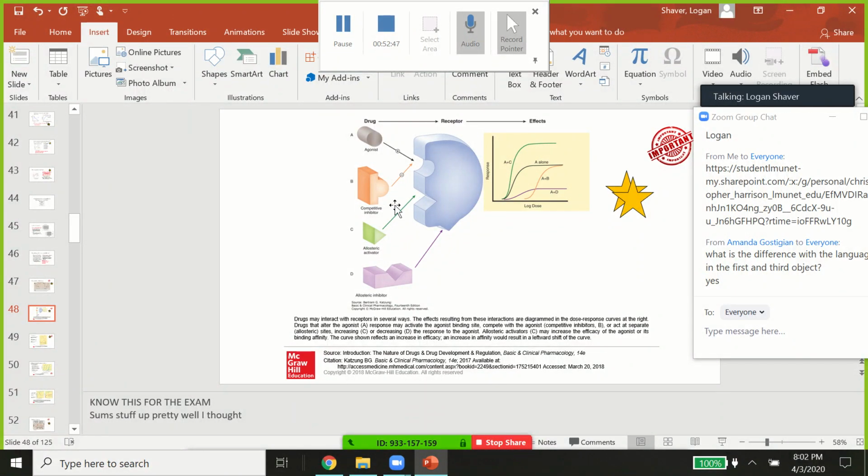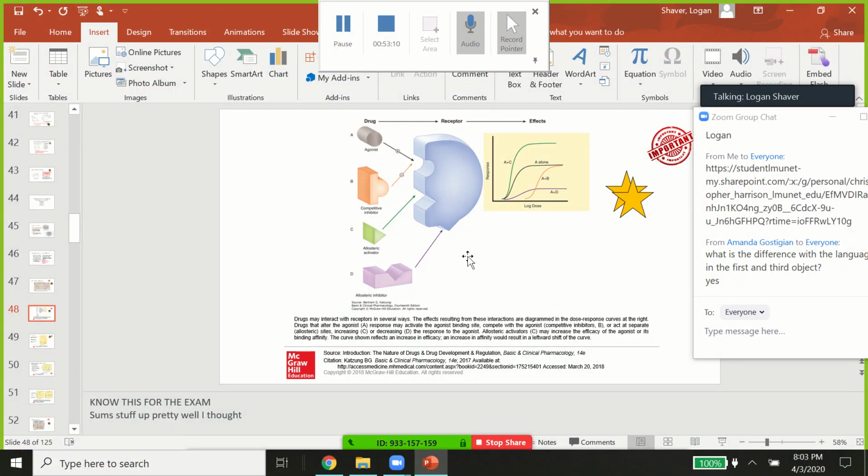So notice B is a competitive inhibitor. And so you notice that it's at the same binding site. So it's a competitive antagonist basically. Or it could be even a partial agonist, which has a similar effect as a full antagonist. Okay. But anyway, so that competes with the agonist here at that site.